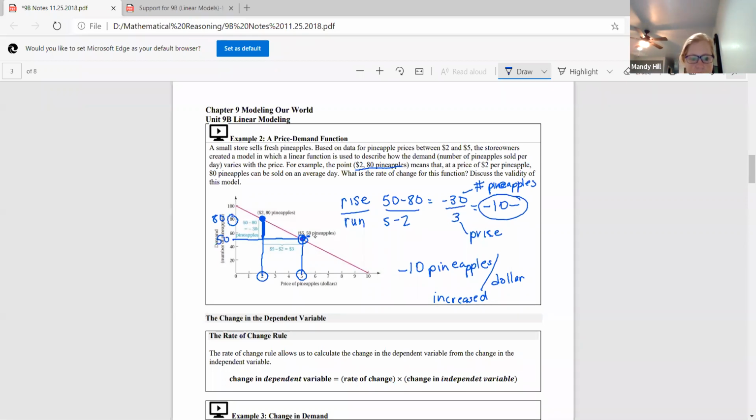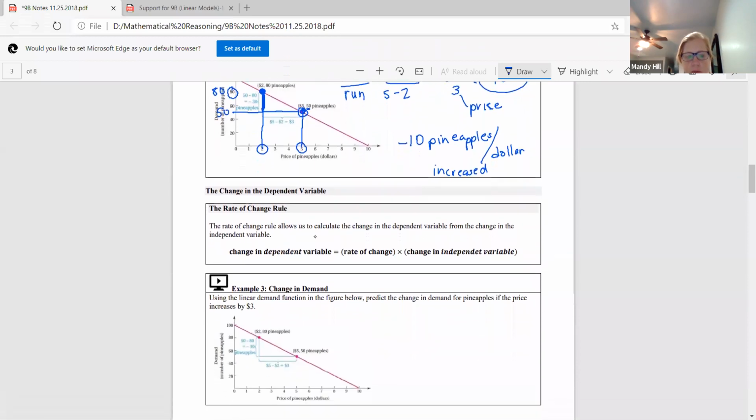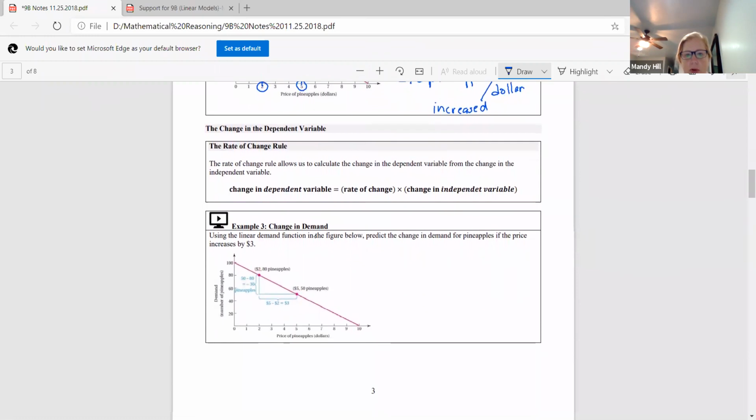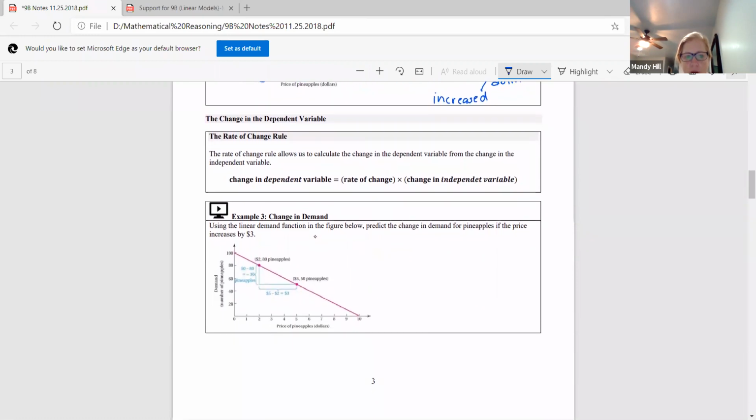Okay. So the rate of change rule allows us to calculate the change in the dependent variable from the change in the independent variable. So the change in the dependent variable, you're going to take your rate of change and multiply it by the change in the independent variable. It says, using the linear demand function in the figure below, predict the change in demand for pineapples if the price increases by $3.